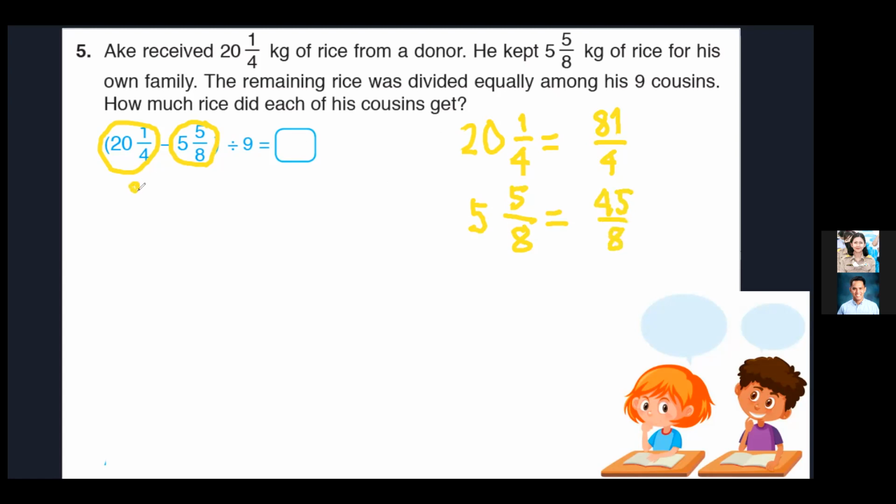So you will write here 81 over 4 minus 45/8 inside the parentheses. Okay, notice 81/4 and 45/8 are different, 4 and 8, but 8 is a multiple of 4. So times 2. So you will have 81 times 2 is 162 over 4 times 2 is 8. Then minus 45.